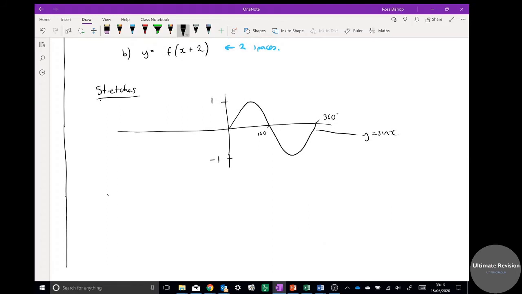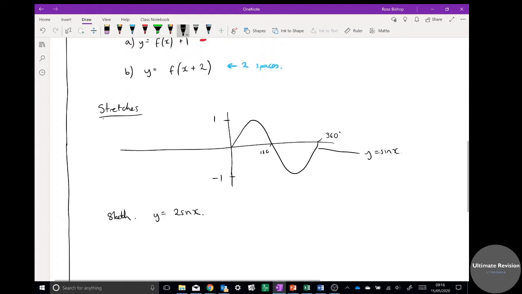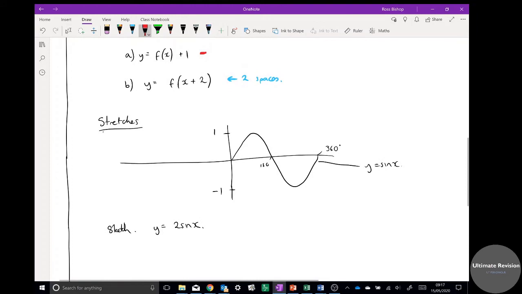Now, if I was to sketch y equals 2 sine x, so this time it's not sine x, it's 2 sine x. What happens here is, I'll do this one in red, all the y coordinates double. So the y coordinates times by 2, that's where the 2 sine x comes from, and the x coordinates are unchanged.